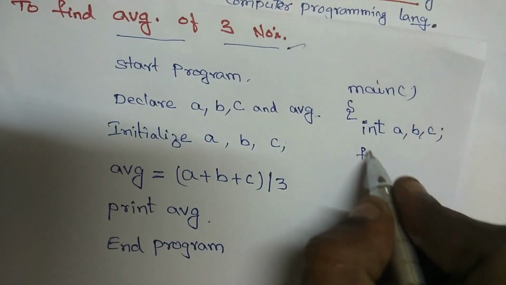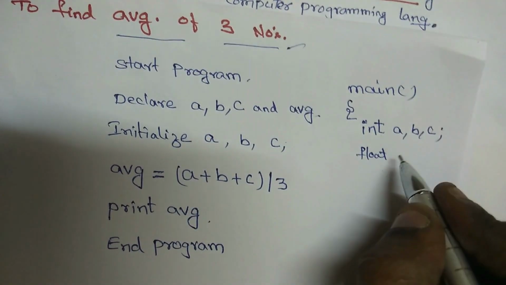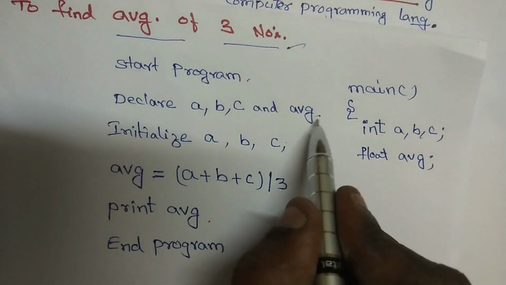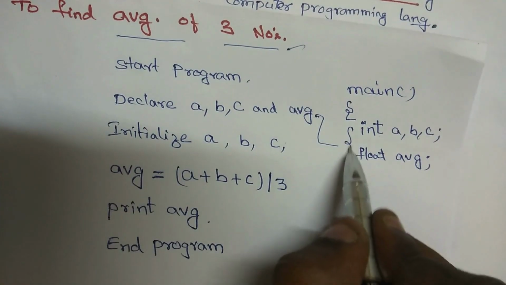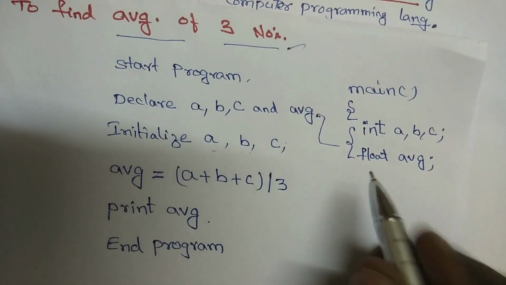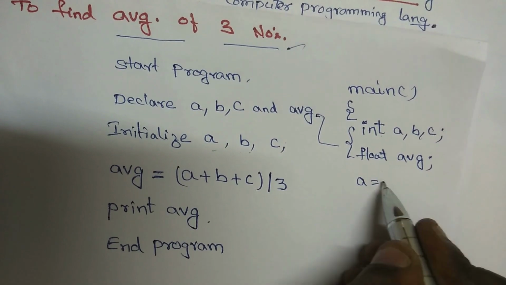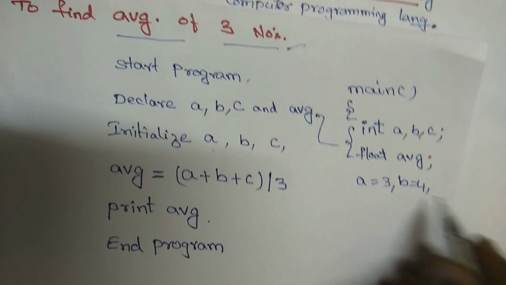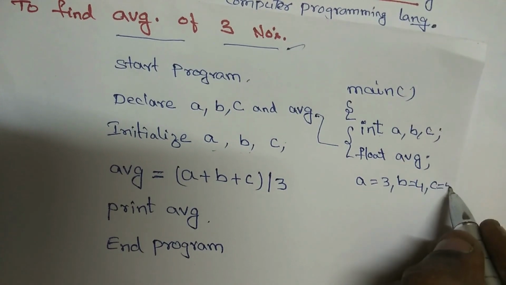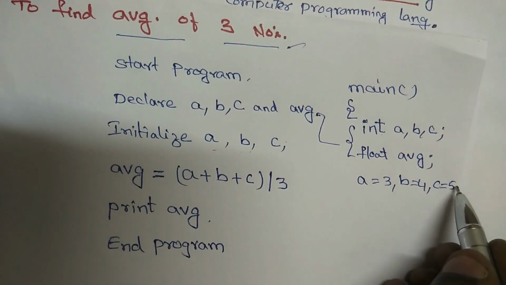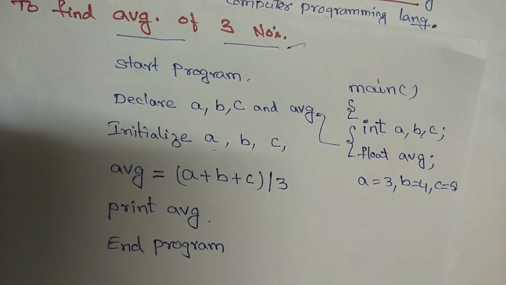Suppose the average is maximum always a floating point value. That's why I declare the average as a floating point variable. That means the declaration part is nothing but these two. And initialize the values of A, B, C. Here I am going to initialize the value of A as 3, value of B as 4, suppose C is 5. Right? These are all the values I have to initialize.